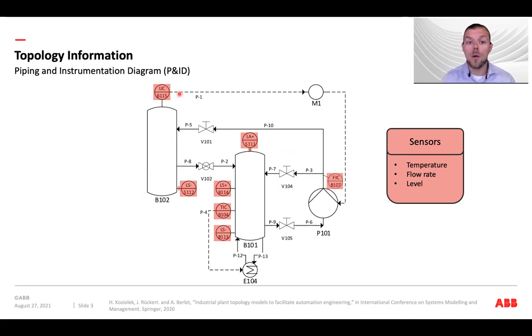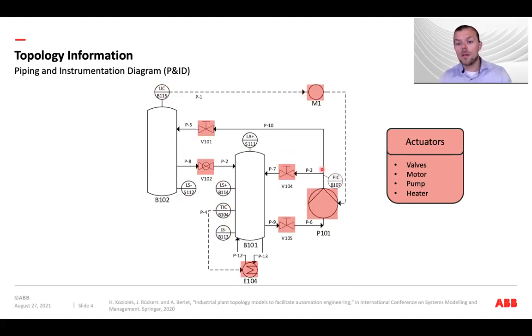Those signals are forwarded to controllers. Their algorithms then generate control signals for the actuators to affect the production process. So for example, here's a pump, these are valves, and this is a heater.